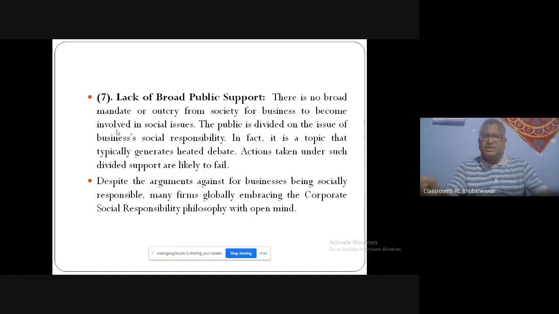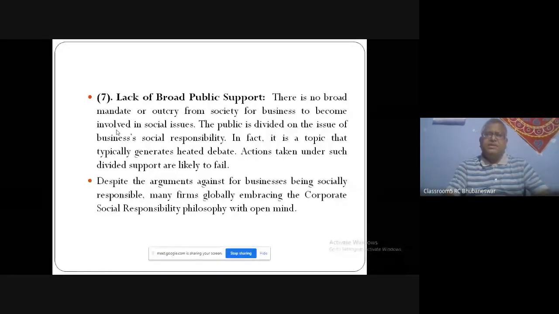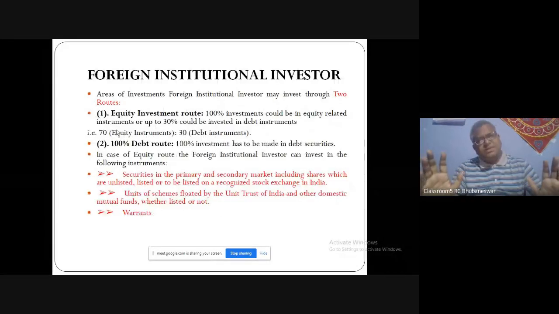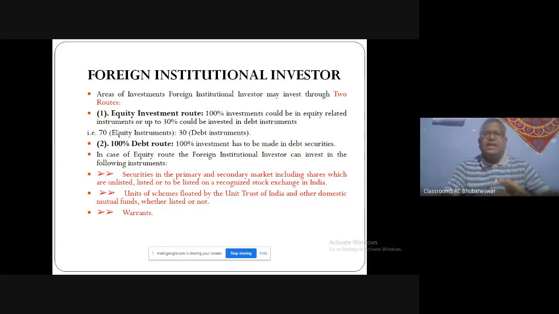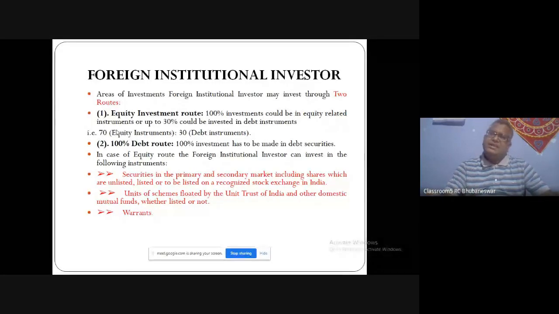Like I already stated in the last, many firms globally are embracing corporate social responsibility as a philosophy with an open mind, so that the business will grow day by day. Another very important basic concept in my slide is FII. Everybody knows FDI, foreign direct investment.